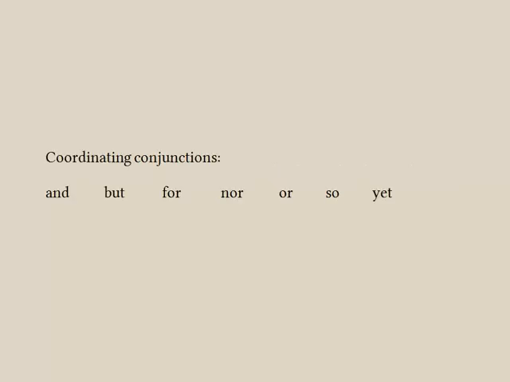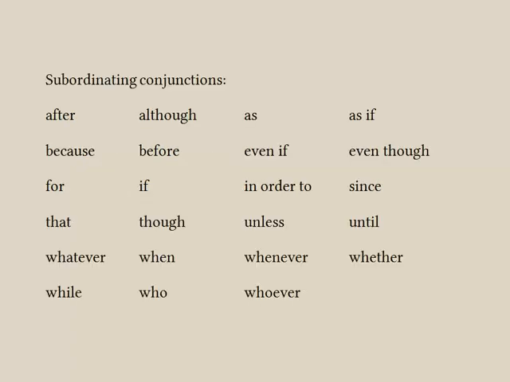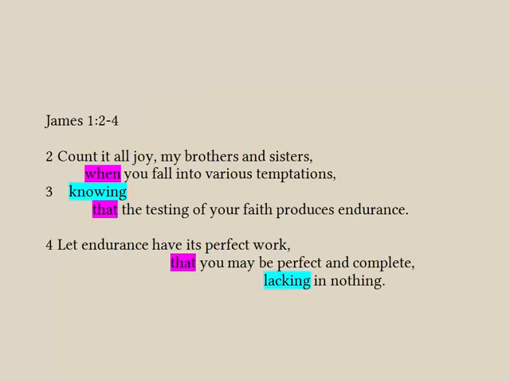Coordinate clauses begin with such conjunctions as you see on the screen, and here are some of the conjunctions you may find introducing subordinate clauses. Some conjunctions can go either way, so you have to see how they're functioning in a particular setting. In our passage we find 3 conjunctions, all of them subordinating. Notice in verse 2 that the subordinate clause beginning with when and the participle in verse 3 modify the first statement about counting it all joy.